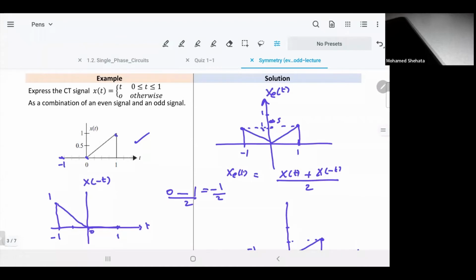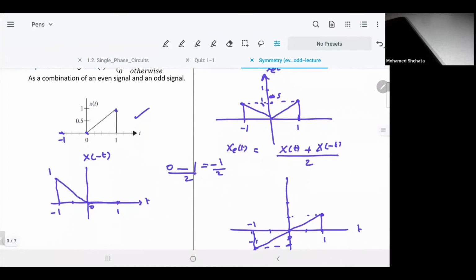Yes. You explain why you subtracted 1 from 0? Yes, at t equal 1, x of t is equal to 1, and x of -t at 1 equals 0. So in this part, 1 minus 0 divided by 2 is equal to half. That's what I got here. And on the other side, you have 0 minus 1, which is -1, divided by 2 is -half. And 0 minus 0 is 0. It's the same, no change.